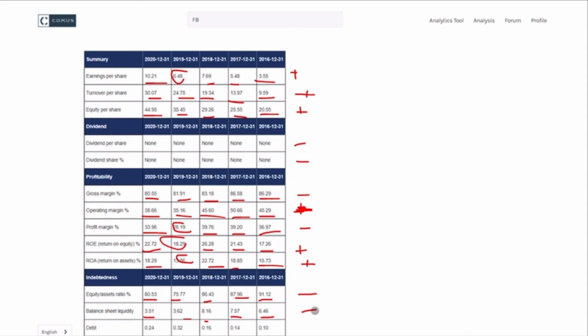Debt ratio went from 0.10 up to 0.24, and has been growing steadily ever since. Small numbers, but overall it's steady. This means that the company has 0.24 times more debt than equity. So not a huge number, but still it is growing, so that is a minus for me.